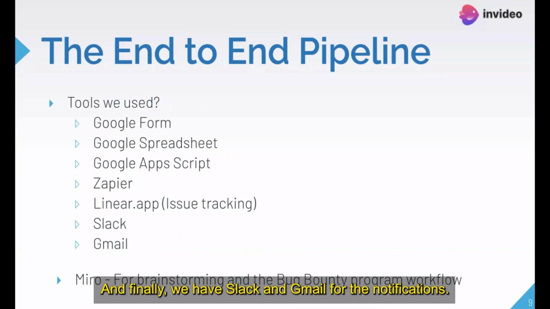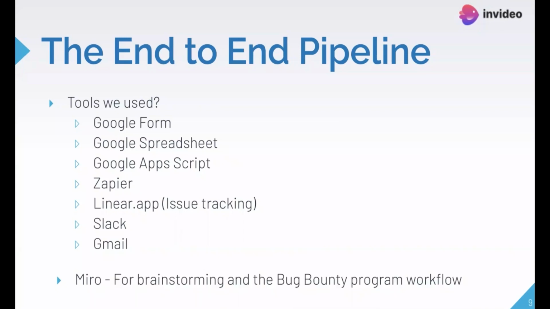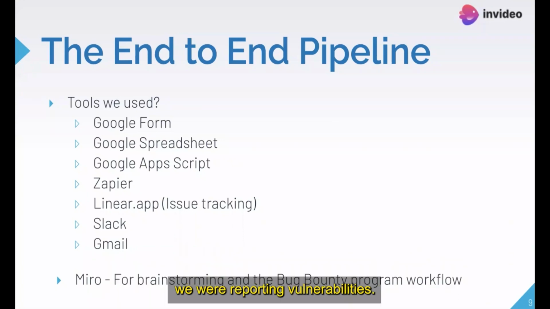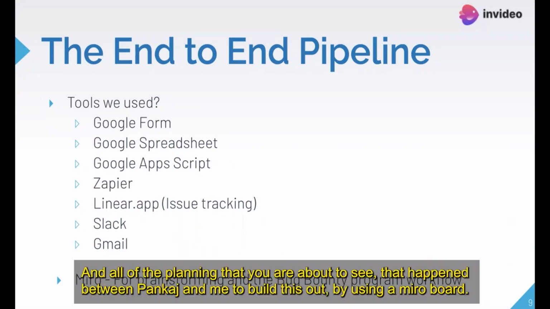And finally, we had Slack and Gmail for the notifications: Slack, of course, for internal notifications, and Gmail so that we could communicate to the security researchers who were reporting vulnerabilities. And all of the planning that you are about to see, that happened between Pankaj and I to build this out, was done by using a Miro board.